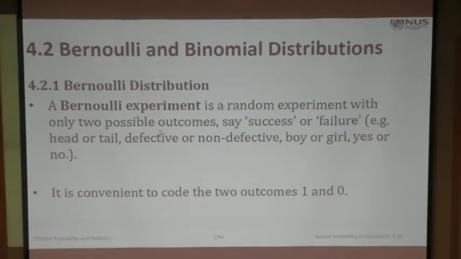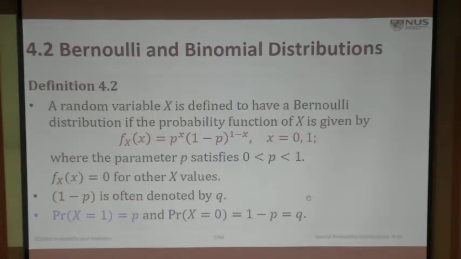Success or failure, boy or girl, head or tail, whatever, yes or no. It's 2 values, 0 and 1. You can think of it just being a 0, 1 valued random variable. We just code 0 and 1. So for example, the easiest way to think about it is success or failure. So we say failure is 0 and success is 1. So we can say success with probability p, and then failure with probability 1 minus p. And that's it. And p is a number between 0 and 1. It's a probability.